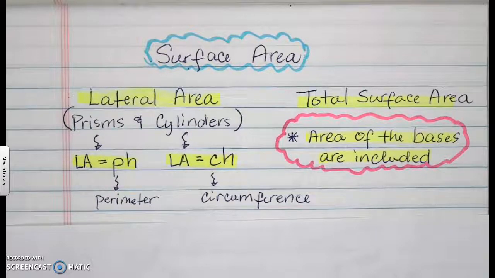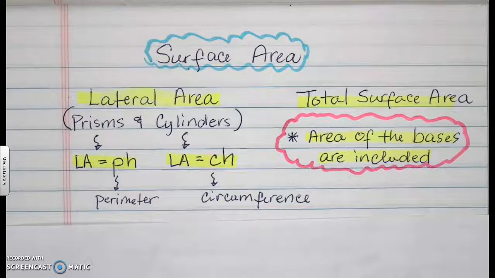of the base, or bases, depending on whether you have prism, cylinder, or pyramids. In the case of pyramids or cones, where you only have one base, to get the total surface area, you will have to get the lateral area and add the area of that one base of your pyramid or your cone. So, to reiterate, lateral area does not include the area of the bases. Total surface area includes the area of the bases.